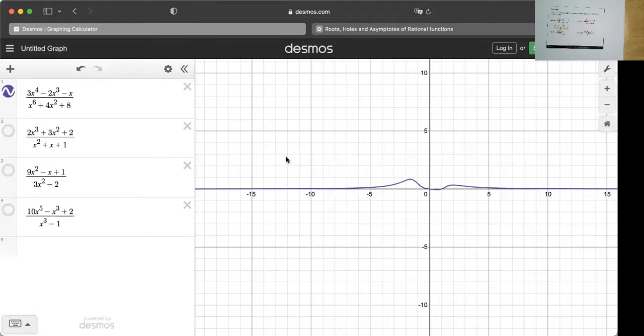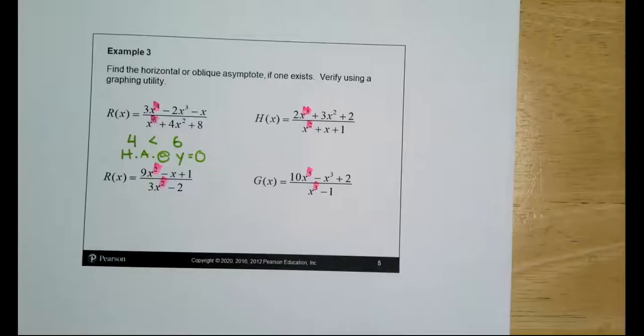Let's look. That's the correct graph. A horizontal asymptote at y equals 0 means the end behavior moves to negative and positive infinity on the x and approaches 0. So that is correct. This is y equals 0 and it is approaching 0.